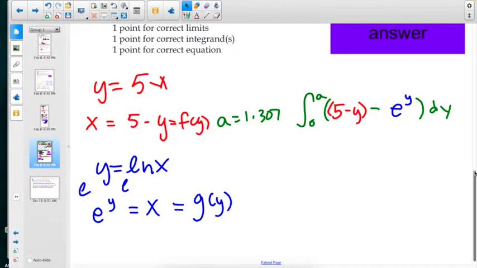Natural log would be like the most complicated they would give you. All right? Is that okay?